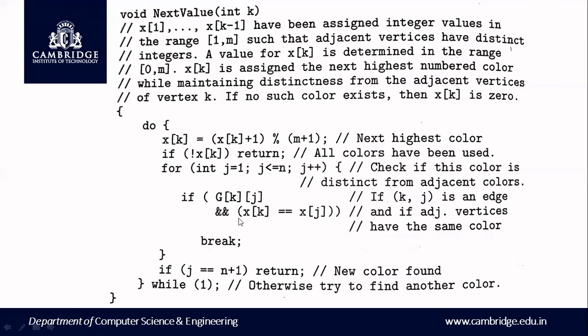If we have different colors, that is, they are neighbors and x of k is not equal to x of j, here in this case the kth vertex and the jth vertex, which are neighbors, don't have the same color, then we can continue within the loop of assigning that color to x of k.